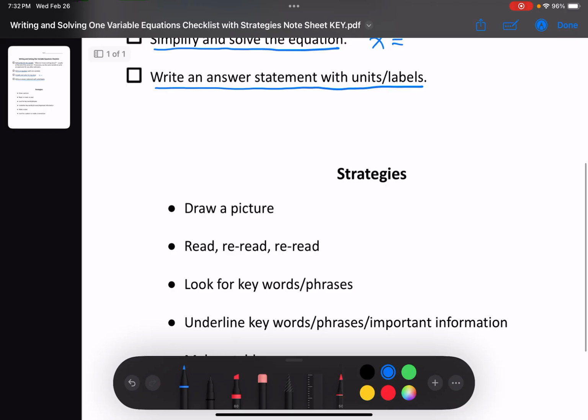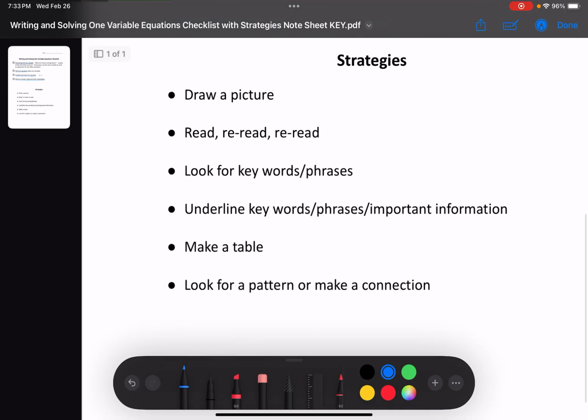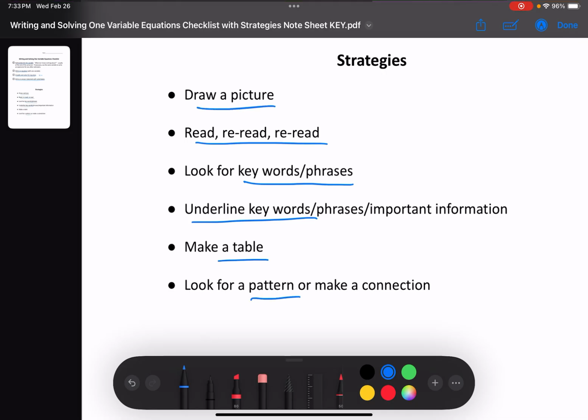As always, we have the same strategies for any word problem, like rereading, looking for keywords or phrases, underlining, making a table, drawing a picture, looking for a pattern. These are strategies that can be useful for any type of word problem. Let's try one out.